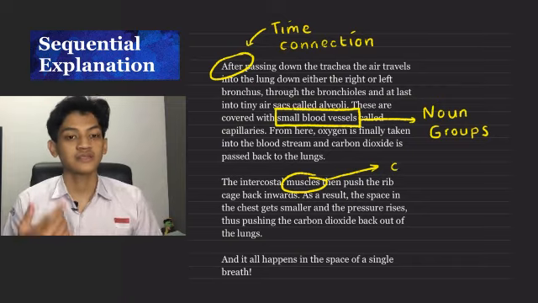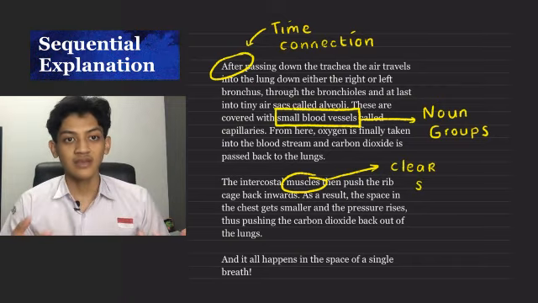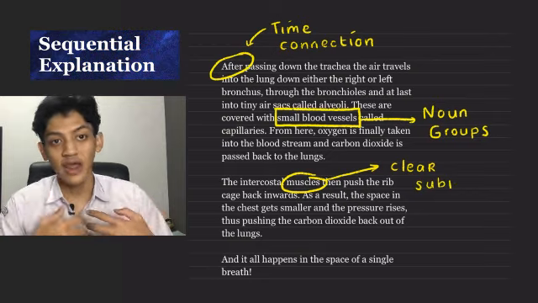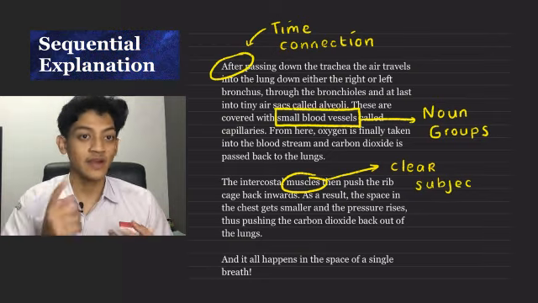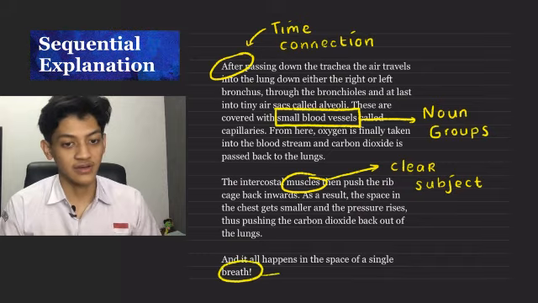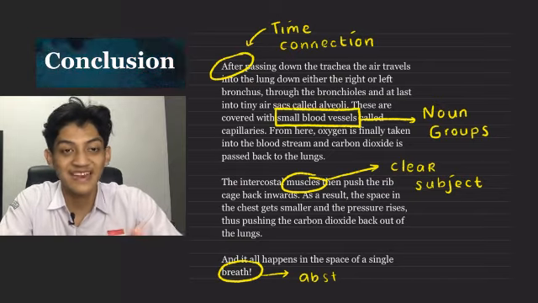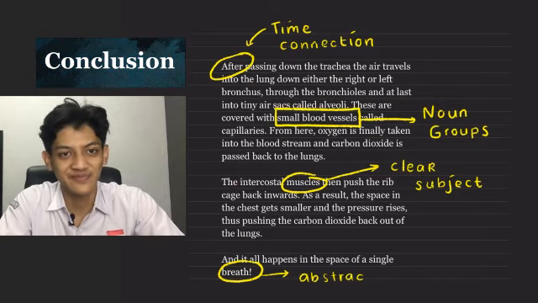The intercostal muscles then push the ribcage back inwards. As a result, the space in our chest gets smaller and the pressure gets higher or rises. That makes the carbon dioxide push back out of our lungs. And this all happens in the space of a single breath.